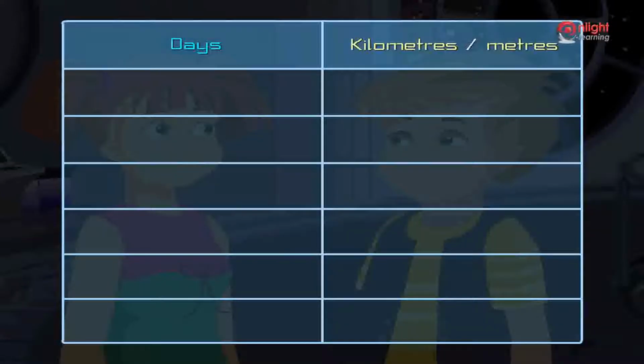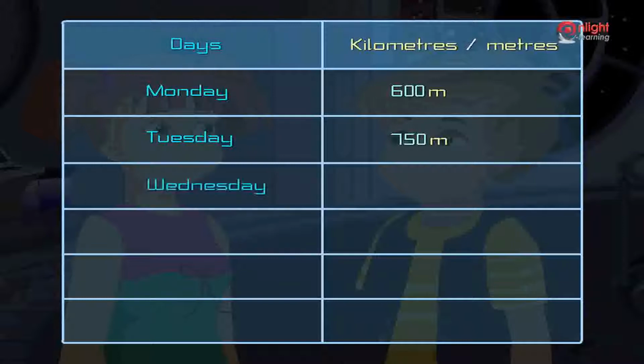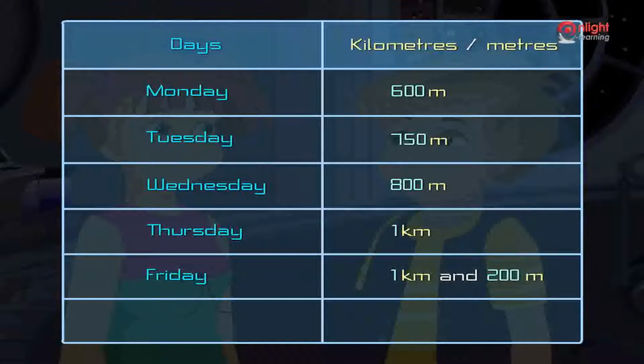Well, let's see. On Monday, I jogged for 600 meters. On Tuesday, I jogged for 750 meters. On Wednesday, I jogged for 800 meters. On Thursday, I jogged for 1 kilometer. On Friday, I jogged for 1 kilometer and 200 meters. Today, I jogged for 1 kilometer and 500 meters.